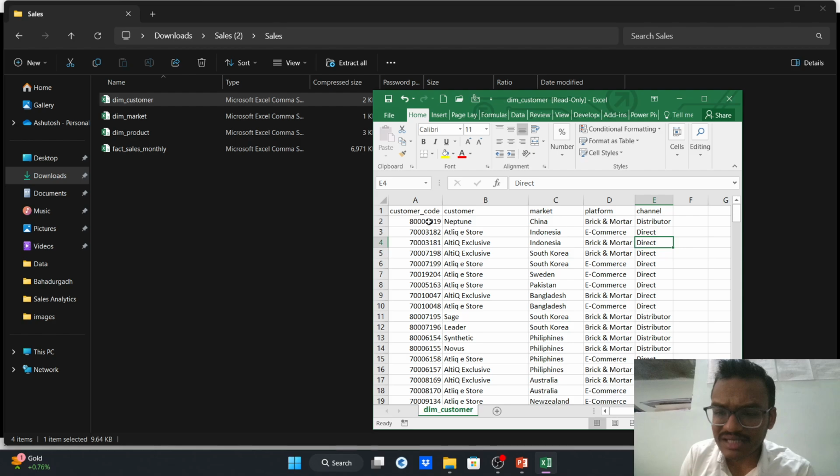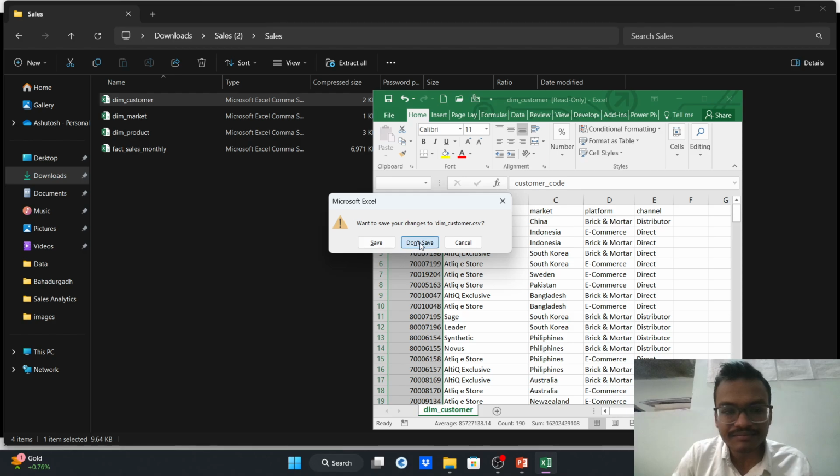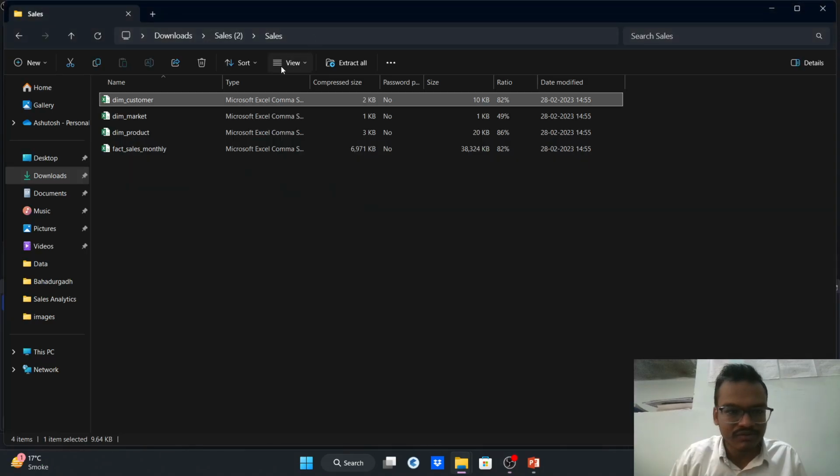Now here you can see channel. It is selling through which channel? It is selling directly, means Atlic exclusive sells its product directly. Okay, so this is the information which we are getting from this table. Here you can see the count: 190 customers are there. Okay, now let's see the next data set.